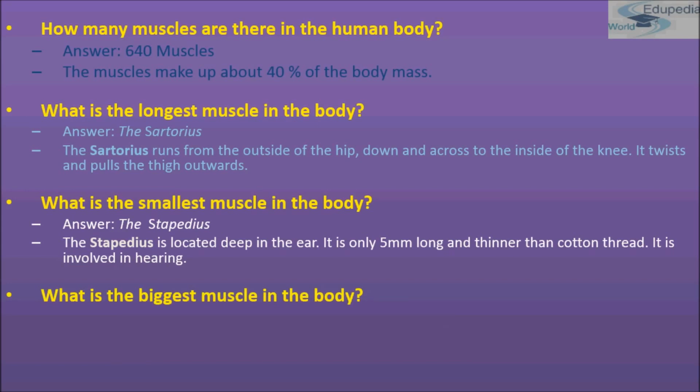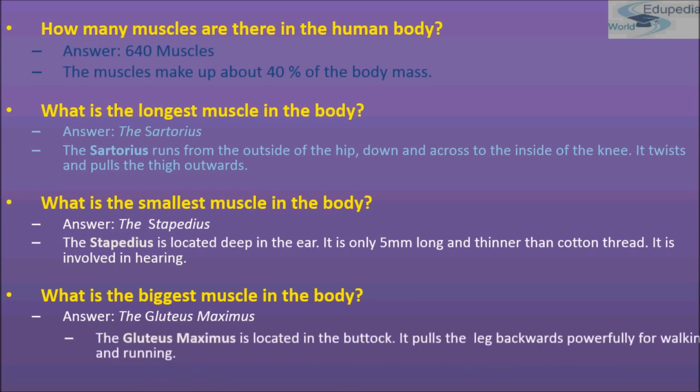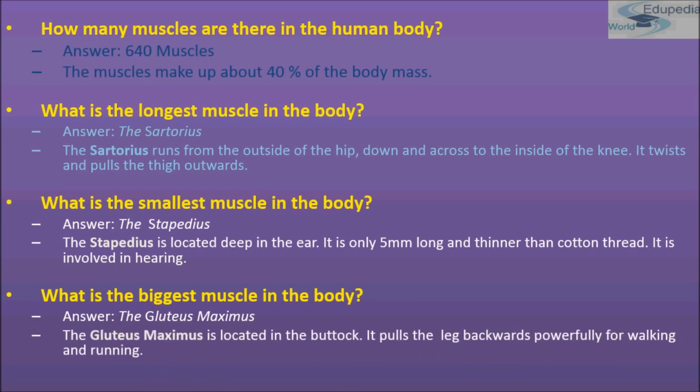Now, what is the biggest muscle in the body? Answer is gluteus maximus. Okay, gluteus maximus is located in the buttock area. Okay, it pulls the leg backward powerfully for walking and running. Okay, so this is the biggest muscle in the body, which is located in the buttocks.